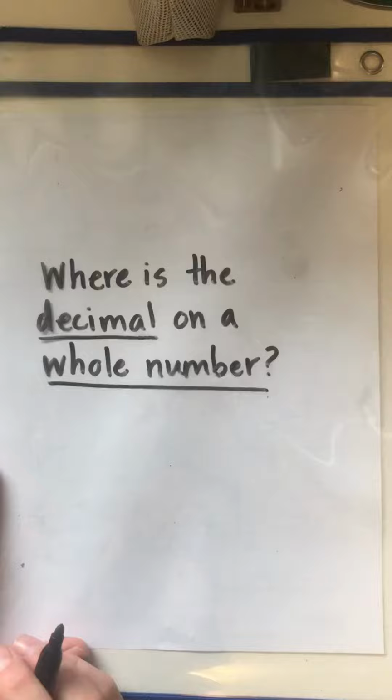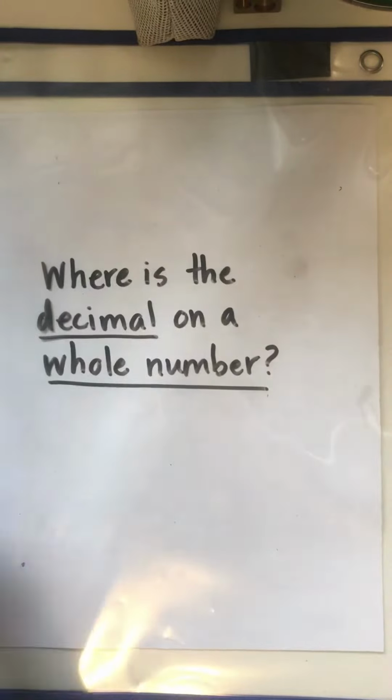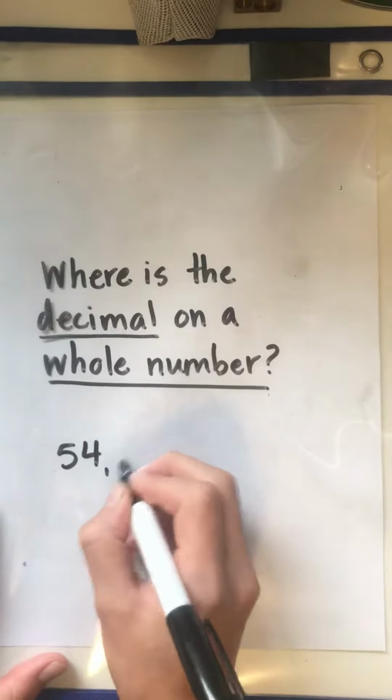Hey guys, so today one of the things I wanted to talk about based on yesterday's lesson is where the decimal is on a whole number. It seems like some of us got a little confused by this lesson because we didn't understand where the decimal was on a whole number. So let's take a whole number, 54,000 for instance.